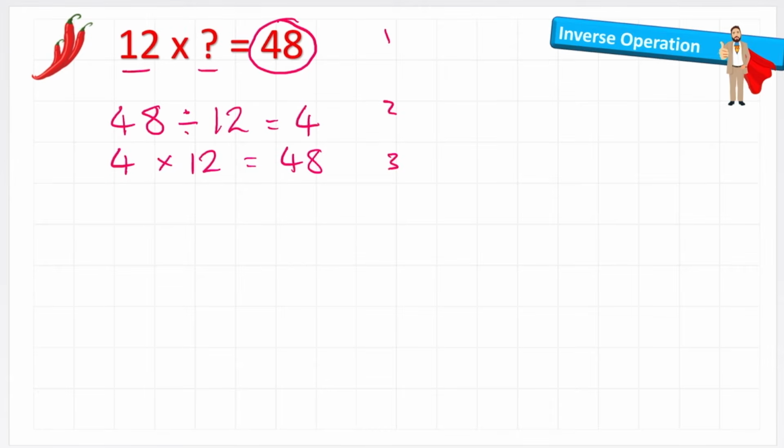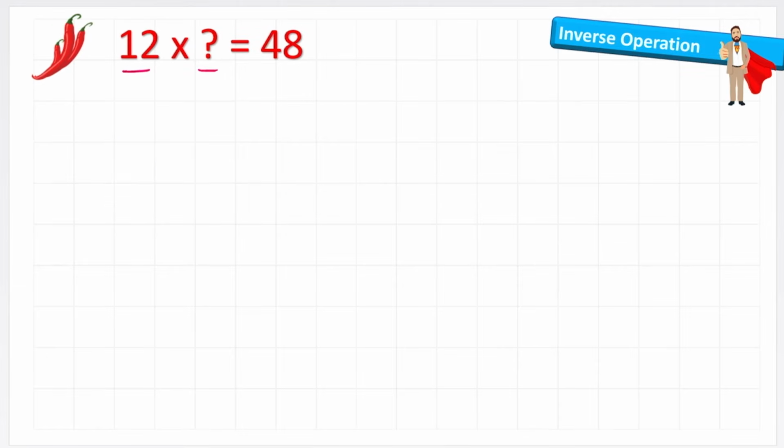I can now get my other division question by putting 48, but instead of dividing it by 12, I'm going to divide it by 4, which equals 12. But the one that really helped us was this one here in order to get our missing number.